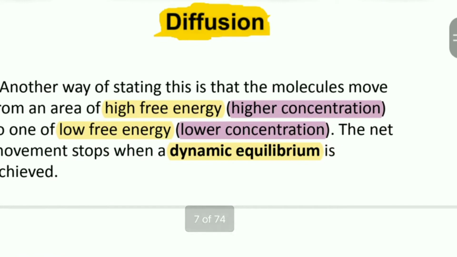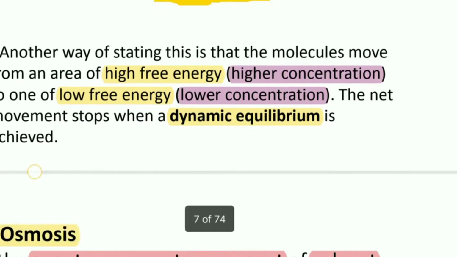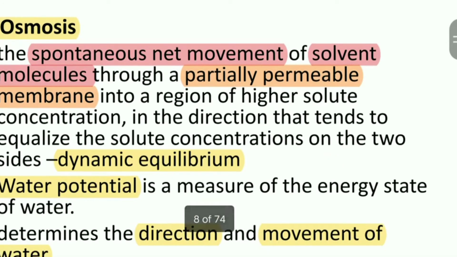Another way of stating this is that the molecules move from an area of high free energy, that is high concentration, to one of low free energy, that is lower concentration. The net movement stops when a dynamic equilibrium is achieved. The second process is osmosis, the spontaneous net movement of solvent molecules through a partially permeable membrane into a region of higher solute concentration, in the direction that tends to equalize the solute concentrations on the two sides, on achieving a dynamic equilibrium.